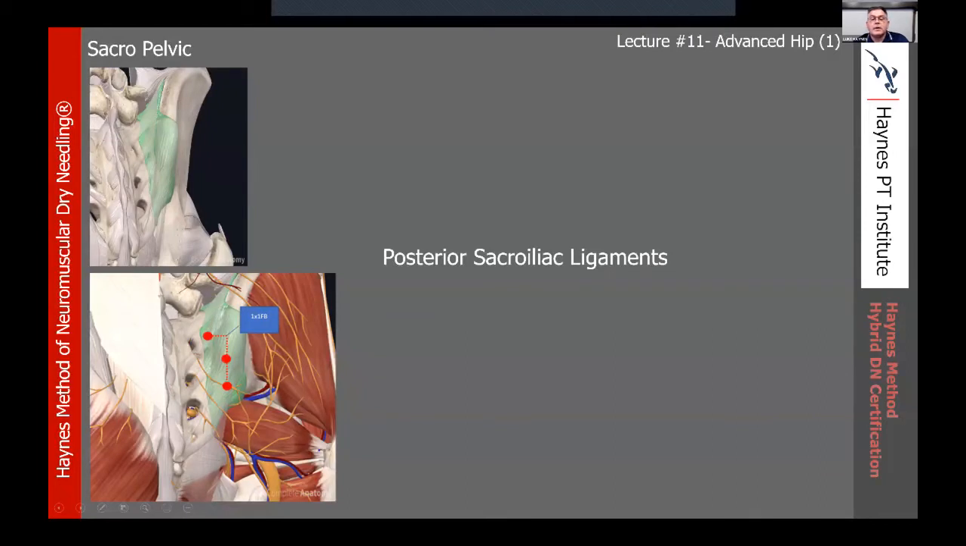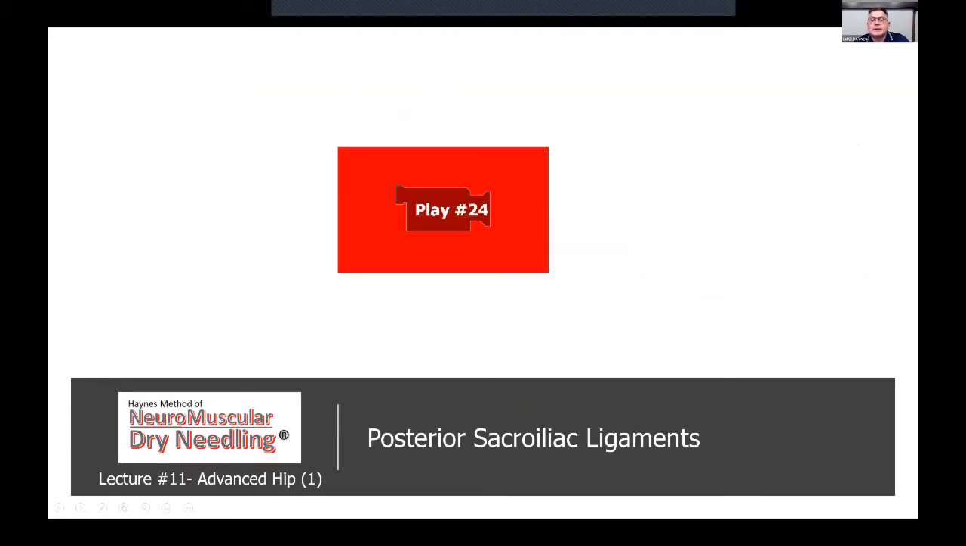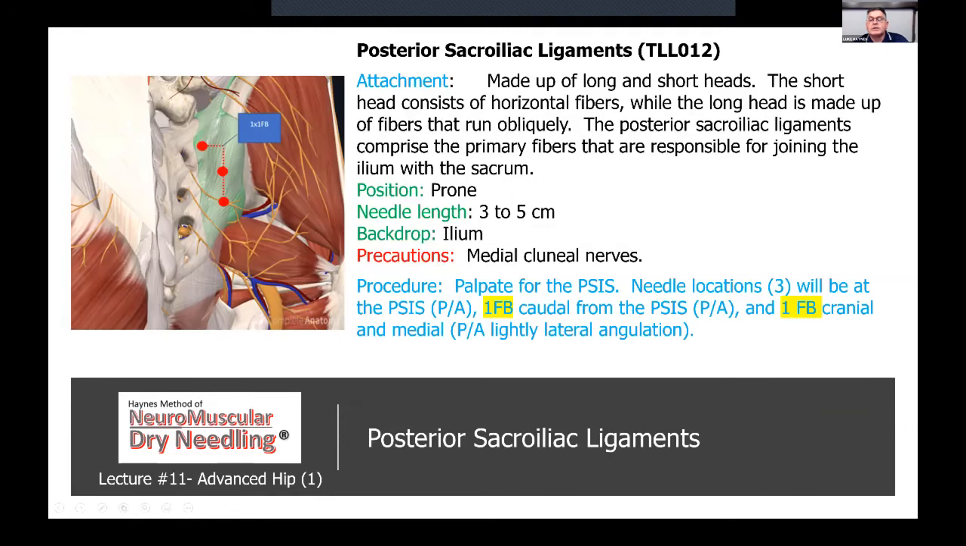Okay, the posterior sacroiliac ligaments, they're going to sit a little bit deep to the other sacroiliac ligaments. We're going to hit these again in 3 locations. Let's look here. We'll locate the PSIS. Needle locations, and there'll be 3. We'll be at the PSIS, then 1 finger breadth caudal from the PSIS, and then 1 finger breadth cranial and medial.